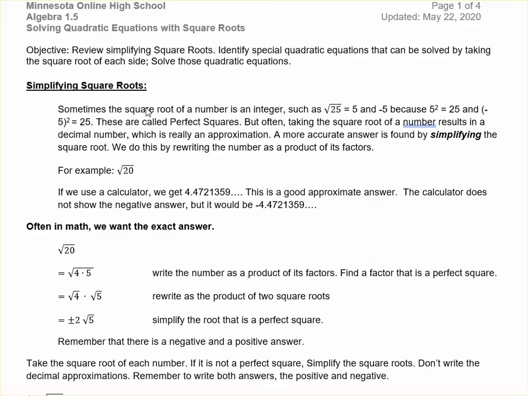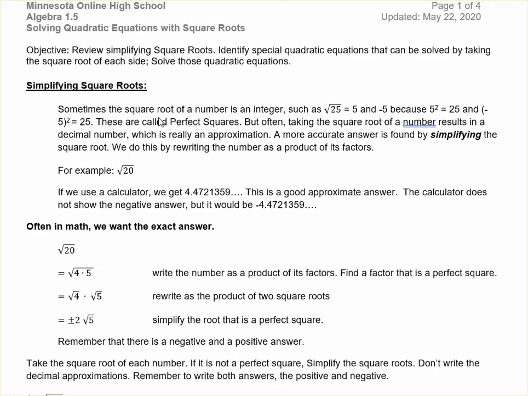So, simplifying square roots. There are numbers called perfect squares that when you take the square root of them, you get an integer answer. Like the square root of 25 is 5 and negative 5 because 5 squared equals 25 and negative 5 squared equals 25. Those are called perfect squares. And there's a whole lot of them.